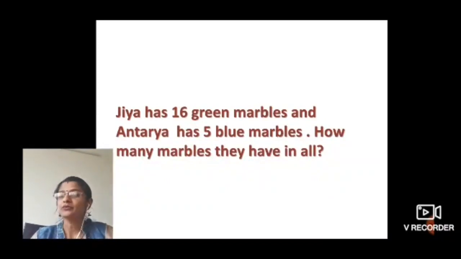Simple. Now what will be the third one? Third statement. That should be based on the question, right? So let's see what's the question. How many marbles they have in all? So total we have to find out. Am I correct? So we will start the statement as total number of marbles with them. Let's see.